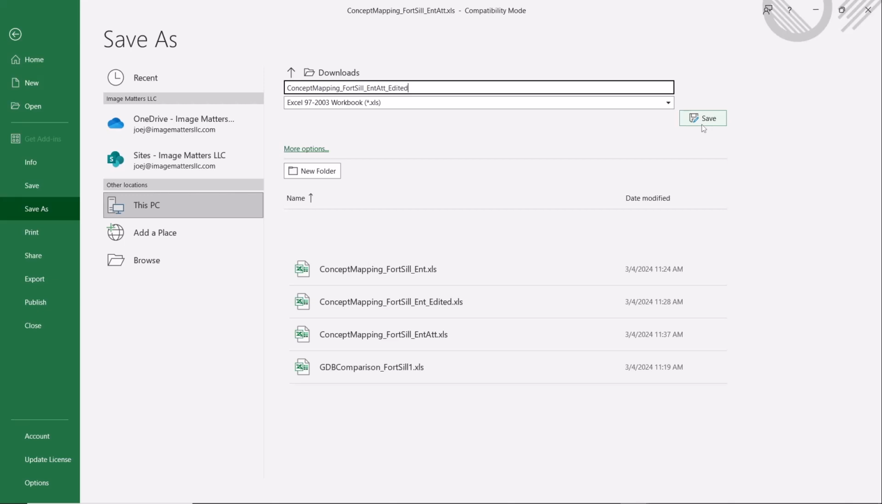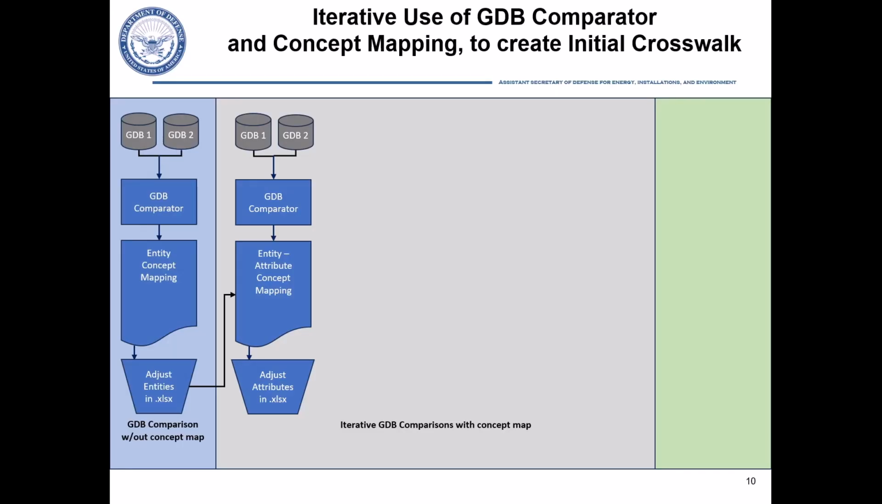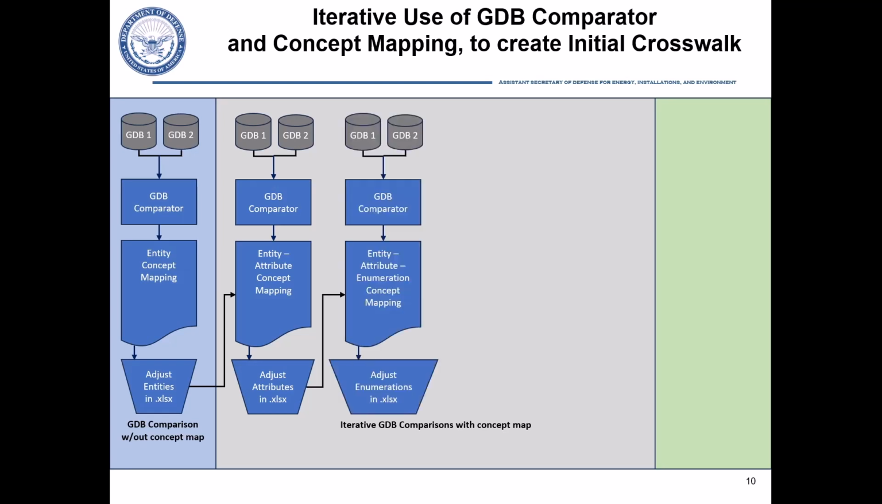With entities and attributes now properly matched, we can move on to the enumerations and then enumerants. We have now completed iterations 1 and 2 and are ready to use the edited CMW as an input to the 3rd iteration of the GDB Comparator tool.